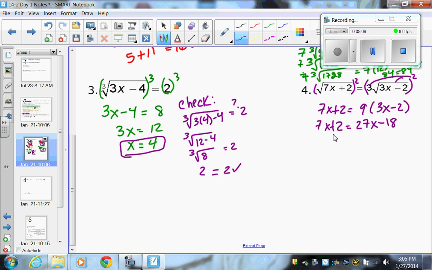So when I do this, I'm going to add the 18 over to the left, so that's going to give me 20, and I'm going to subtract the 7 over to the right, so that's going to be 20x. Divide by 20, and we find out that x is 1.